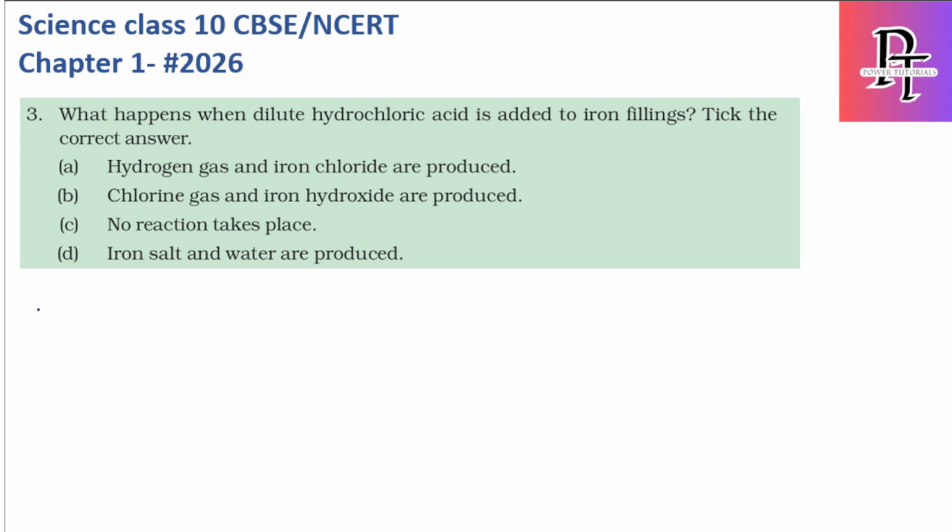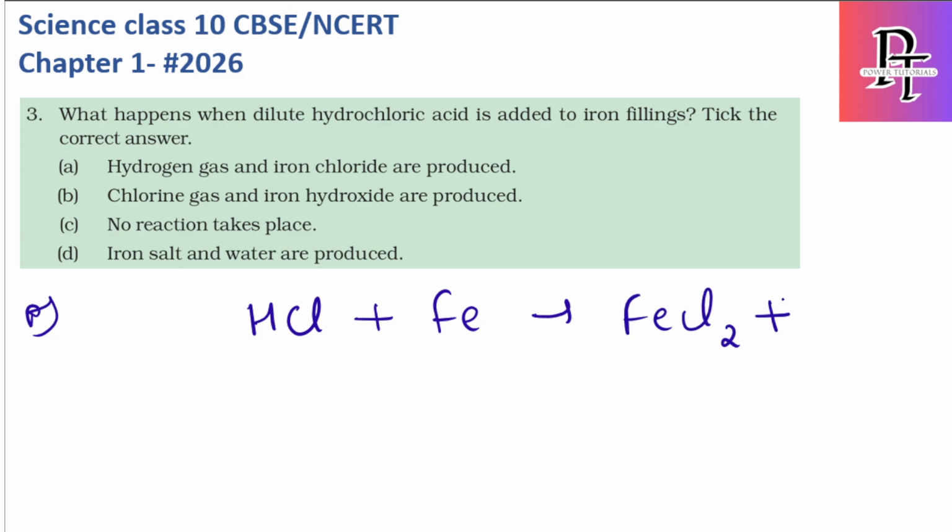This is the third question. What happens when dilute hydrochloric acid is added to iron filings? Dilute hydrochloric acid is HCl. If HCl is added to iron filings, which is Fe, it forms FeCl2 plus hydrogen. Okay, so simple. Hydrogen gas and iron chloride are produced.